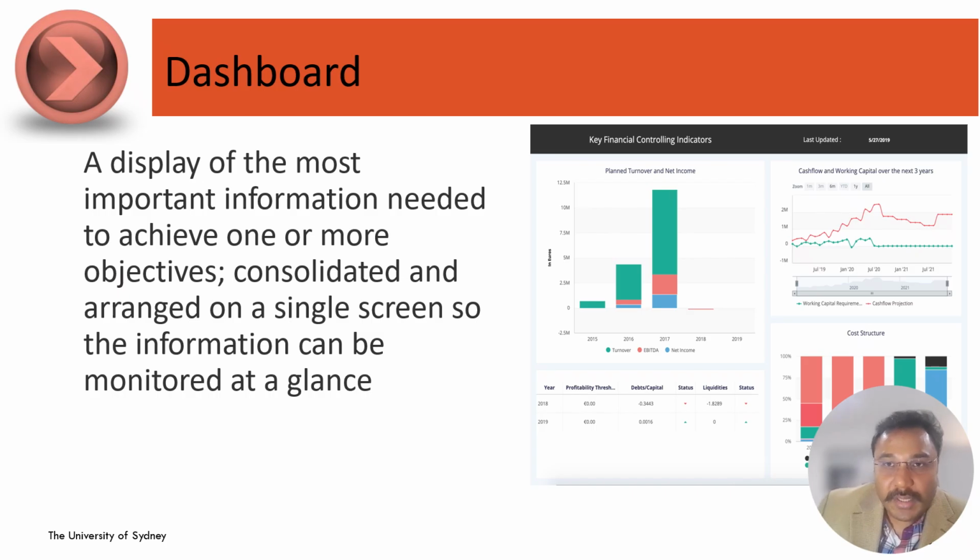Okay, let's look at what a dashboard is. A dashboard is a consolidated display of key information on a single screen. It allows users to monitor important metrics at a glance. Dashboards are widely used in project management, business analytics, and operations because they provide real-time data insights. Instead of analyzing multiple reports, decision makers can quickly view performance, identify issues, and take appropriate action.